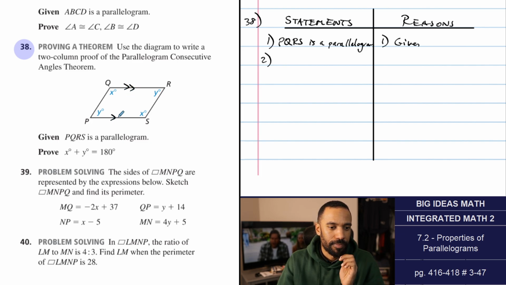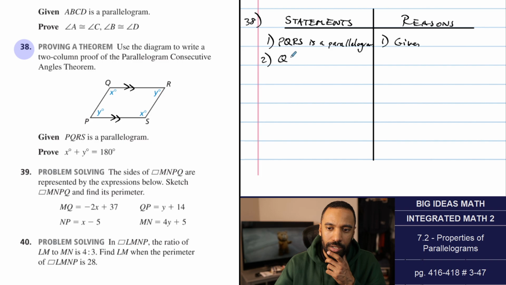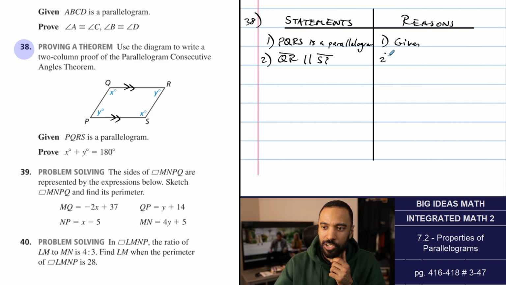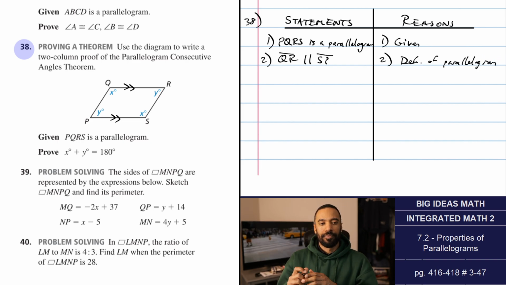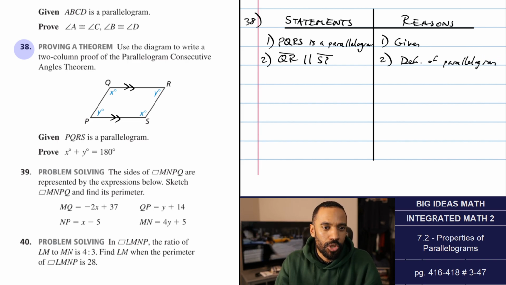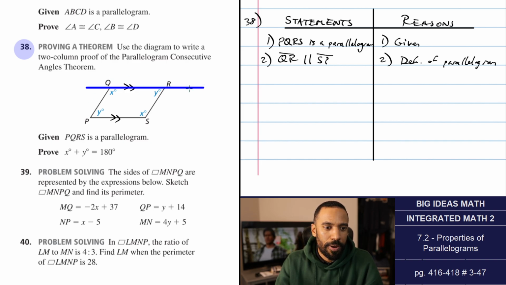So I'll just say these two are parallel here. That's the definition of a parallelogram. So QR is parallel to SP. That's the definition of a parallelogram. Okay. Now, if those are parallel, I'm going to draw this thick so you have an understanding of it. I got 2 parallel lines cut by a transversal.